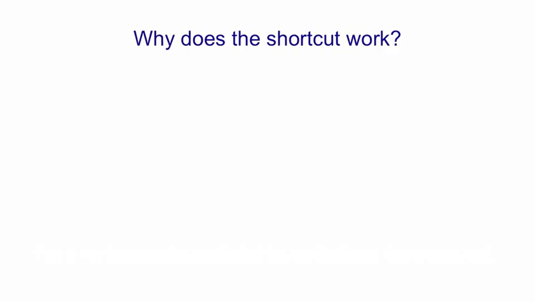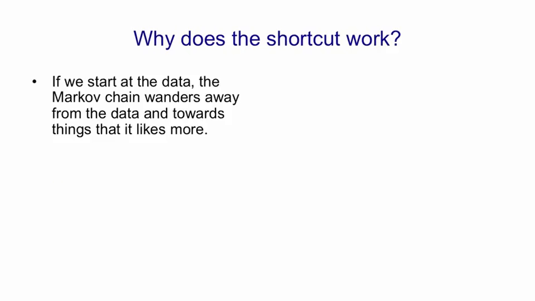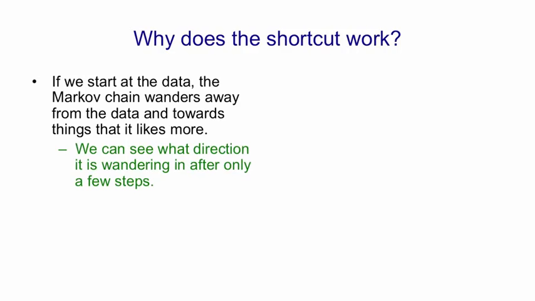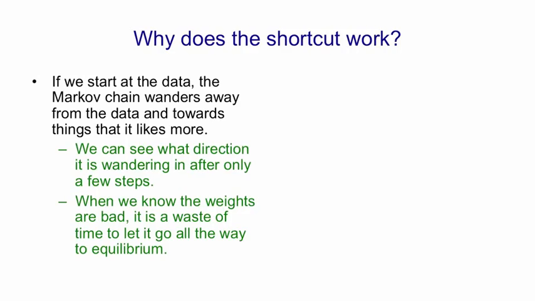So the obvious question is, why does that shortcut work at all? And here's the reasoning. If we start the chain at the data, the Markov chain will wander away from the data and towards its equilibrium distribution. That is, towards things that its initial weights like more than the data. We can see what direction it's wandering in after only a few steps. And if we know the initial weights aren't very good, it's a waste of time to go all the way to equilibrium. We know how to change them to stop it wandering away from the data without going all the way to equilibrium.